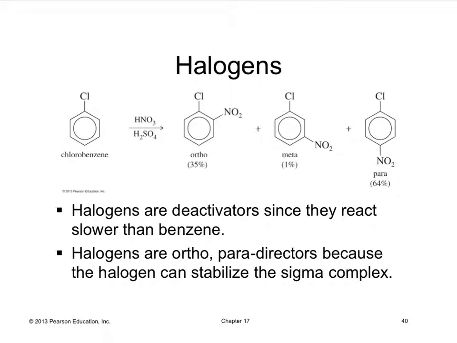Halogen. So if we have a halogen and we want to react it with nitric acid and sulfuric acid, you're going to have ortho and para being preferred over meta. So halogens are deactivators since they react slower than benzene, but even though they're deactivators, they are ortho and para directors.